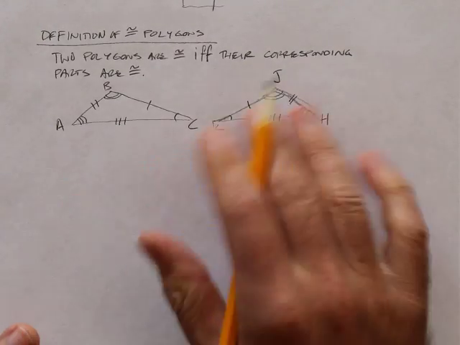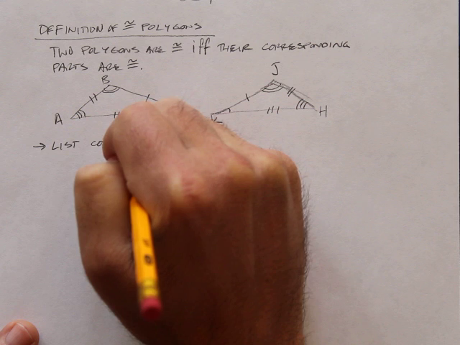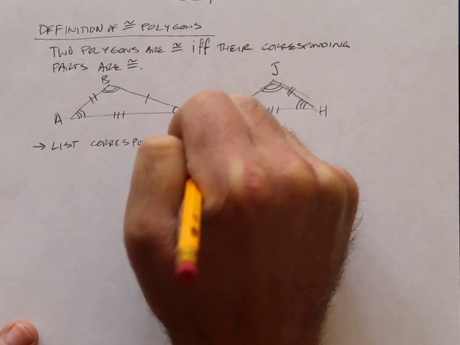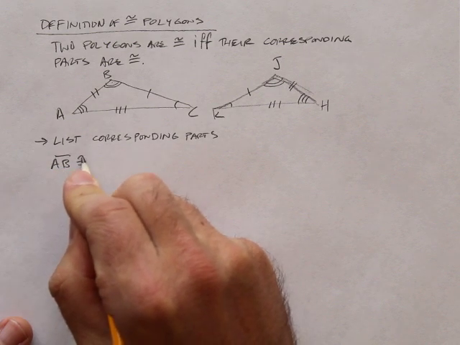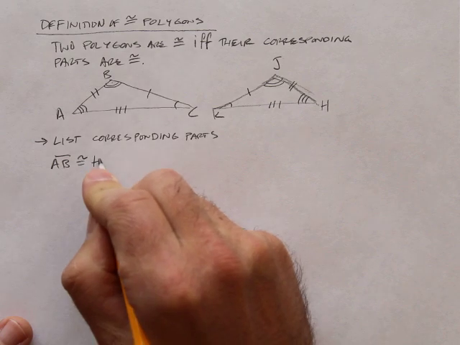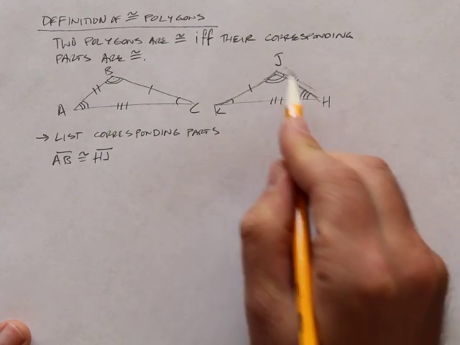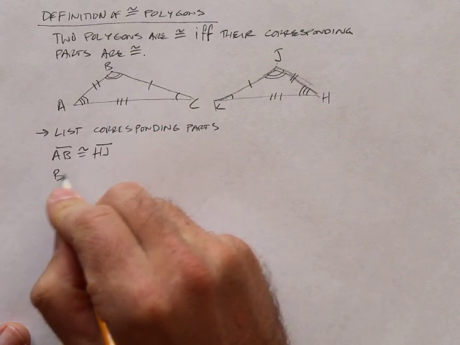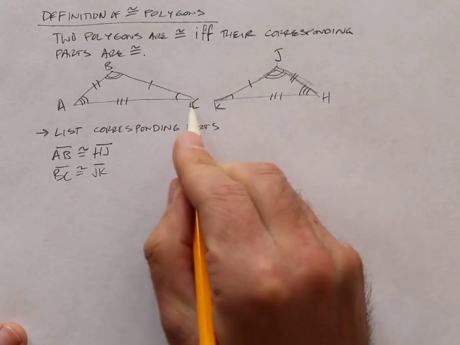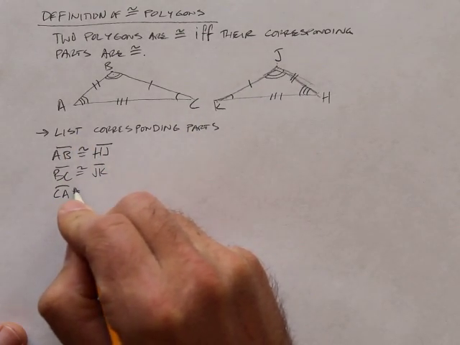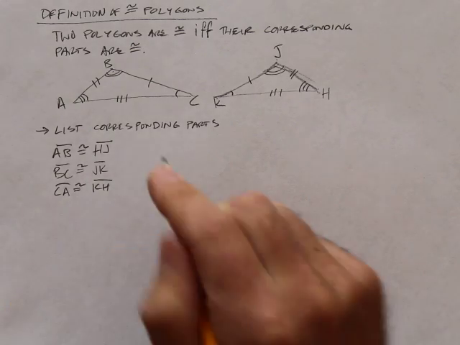Okay, so here's something you might see on the homework. List corresponding parts. And so I'm going to say segment AB is congruent to segment HJ. Notice how I'm going in the same direction, from A to B, from H to J. BC, segment BC is congruent to segment JK. And then CA is congruent to KH. All right, so those are the sides.